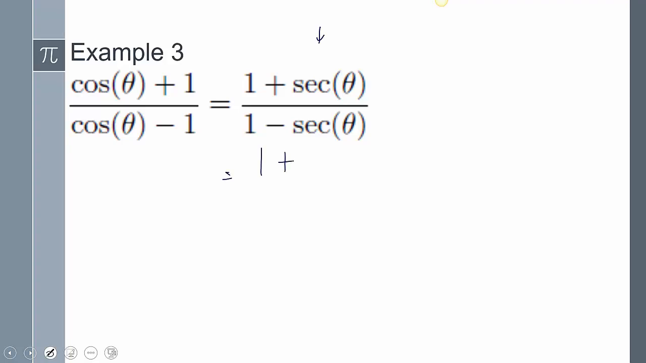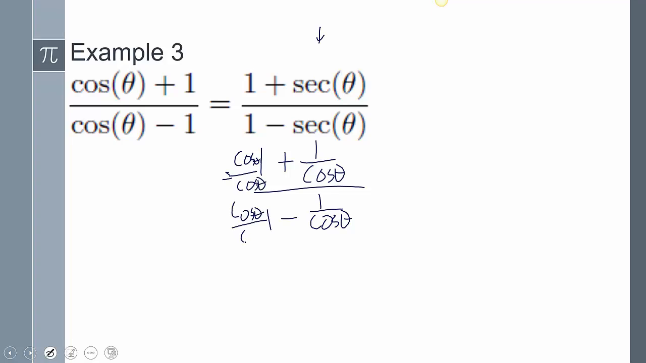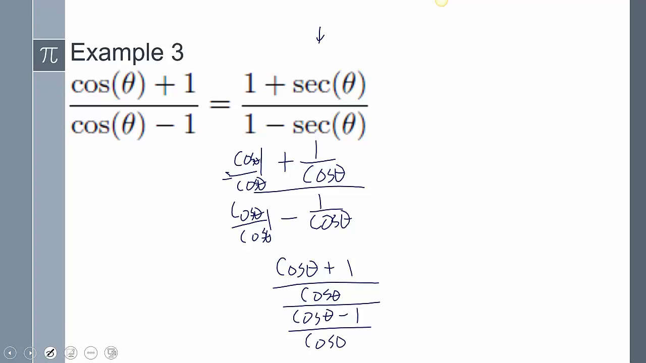I'm going to change everything to sines and cosines. And now be able to combine these together. Common denominator, so this needs cosine theta over cosine theta. This is cosine theta over cosine theta. And so now I get cosine theta plus 1 over cosine. And then cosine theta minus 1 over cosine. Those cancel out. And so then you're left with cosine theta plus 1 over cosine theta minus 1, which is what we were looking for.